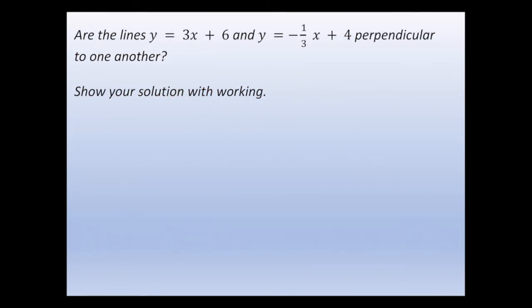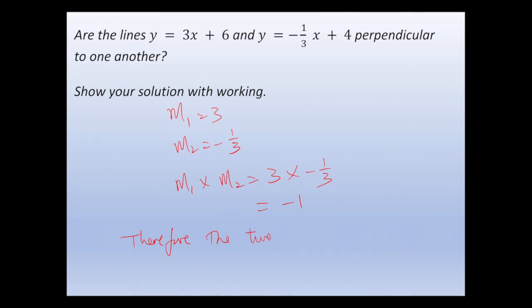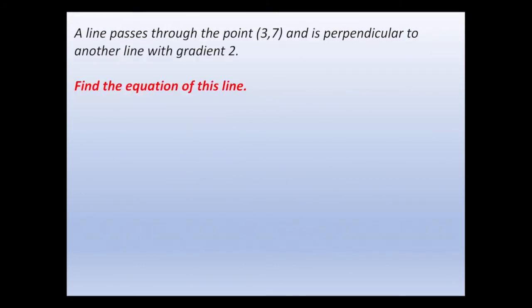Next, are the lines y equals 3x plus 6 and y equals minus 1 over 3x plus 4 perpendicular to one another? You know that it is, but we need to show the working. So we know M1 is 3. M2 is minus 1/3. Therefore, M1 times M2 equals 3 times minus 1/3 equals minus 1. Therefore, the two lines are perpendicular. Always answer the question.